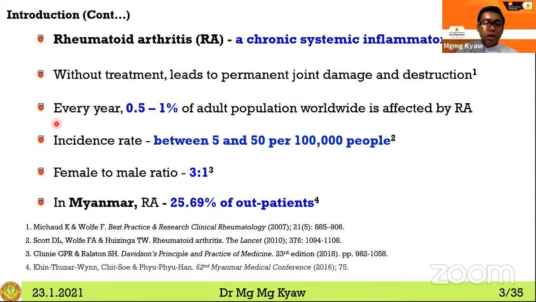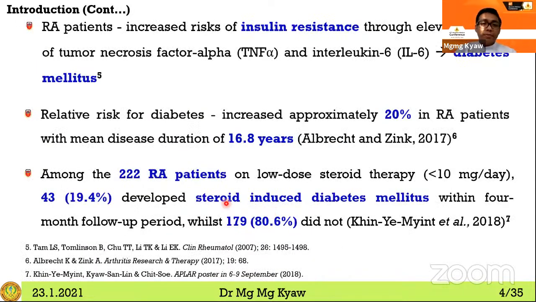In response to epidemiology, every year, 0.5 to 1% of the adult population worldwide is affected by RA. The incidence rate is as shown, between 5 and 50 per 100,000 people. The risk of RA in a female to male ratio is 3:1. RA is one of the most common rheumatological diseases. In Myanmar, RA was 25.69% of outpatients attending the rheumatology OPD clinic.